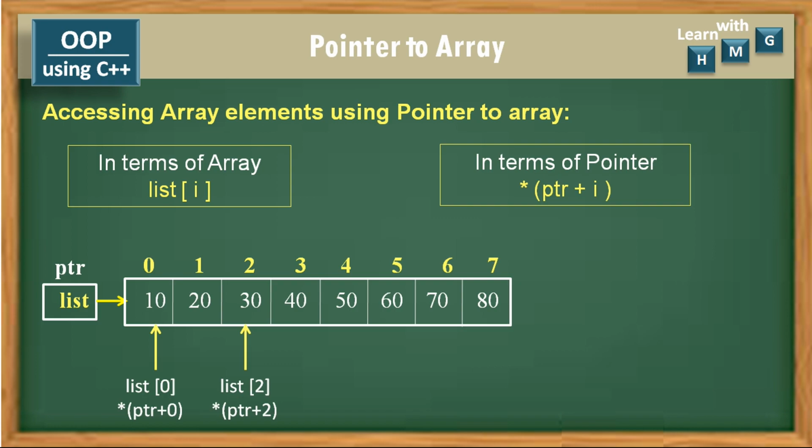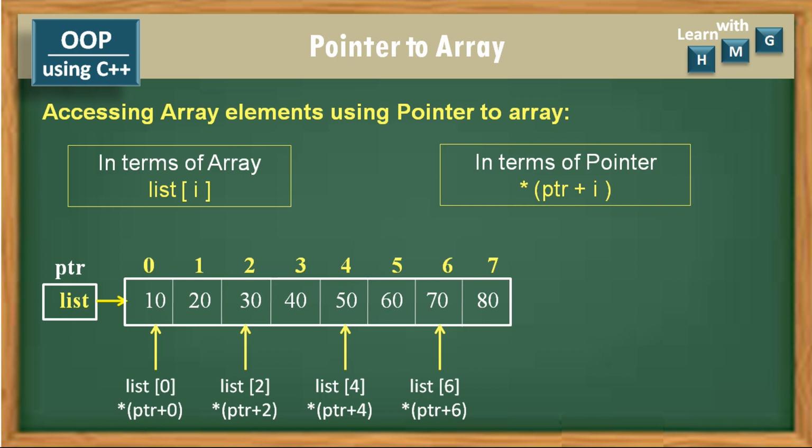Similarly, you can access element number 2 as list of 2 or star ptr plus 2. Same thing for element number 4: list of 4, star ptr plus 4, and so on. Like this you can access an individual array element by specifying ptr plus element number and applying the indirection operator on it.